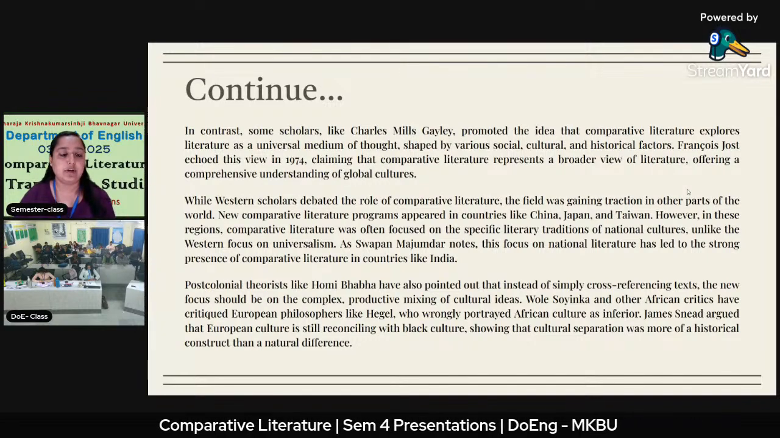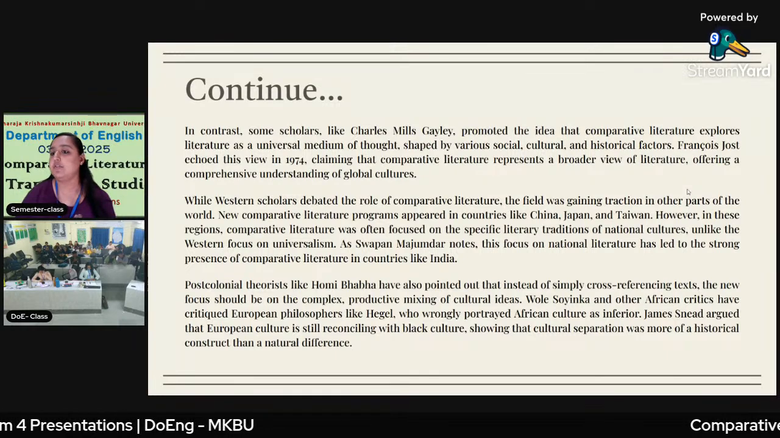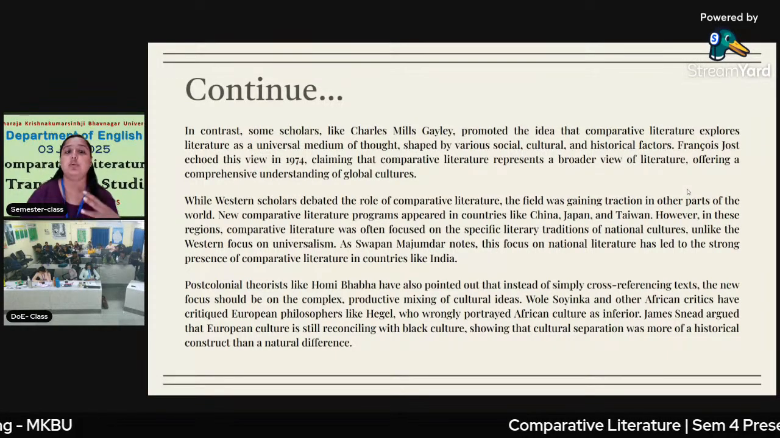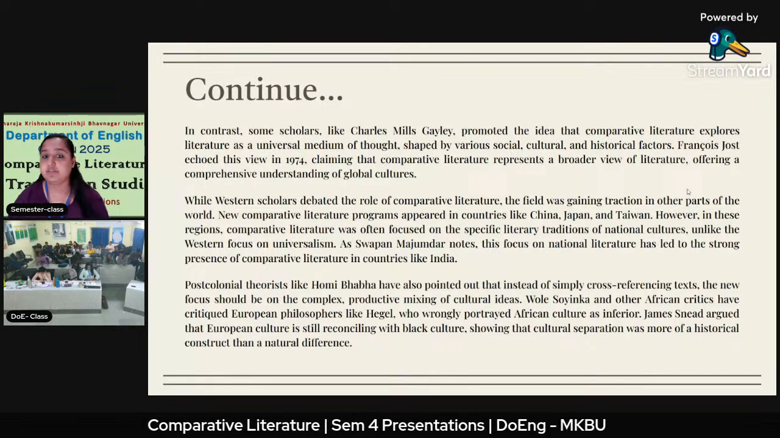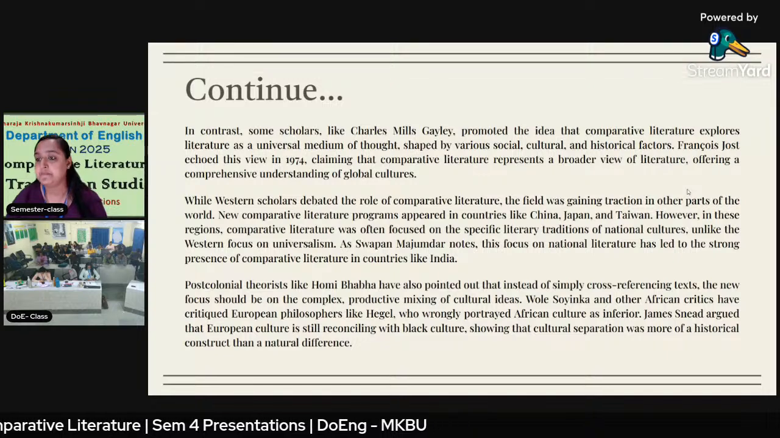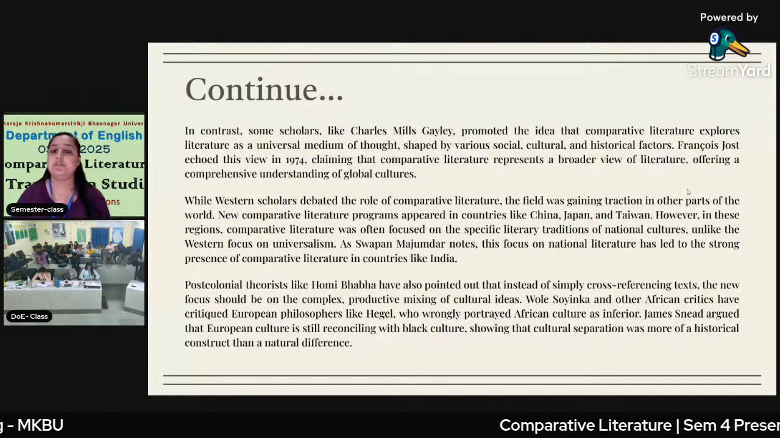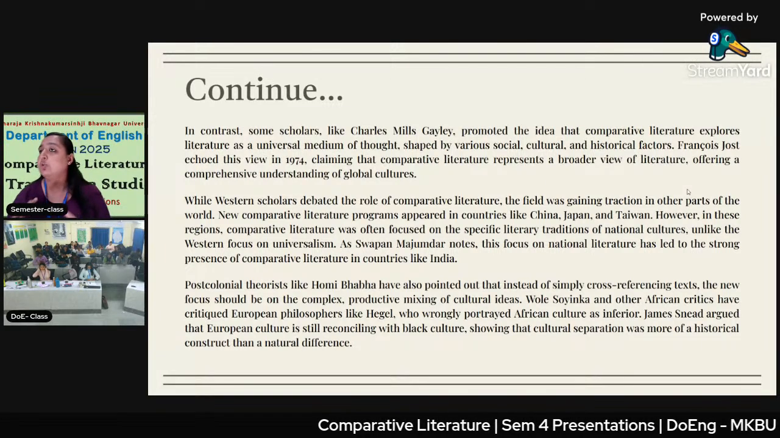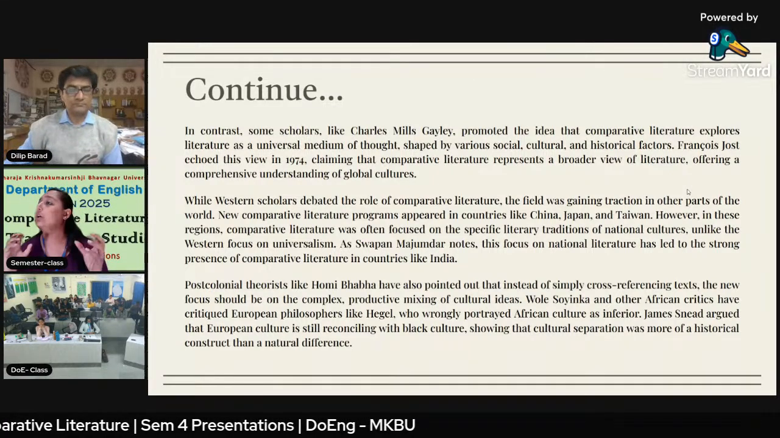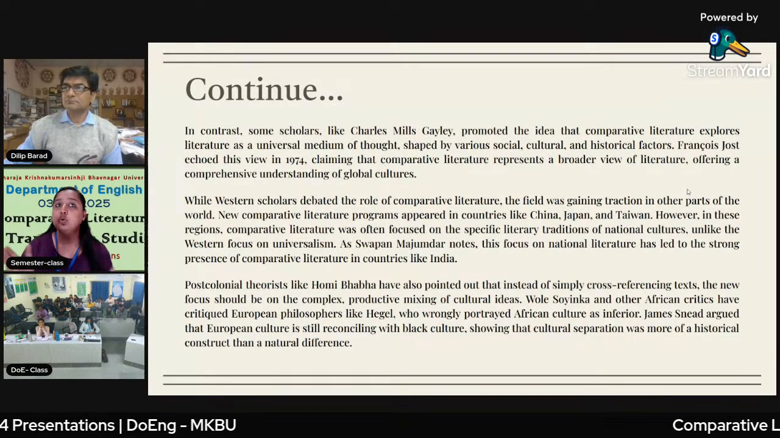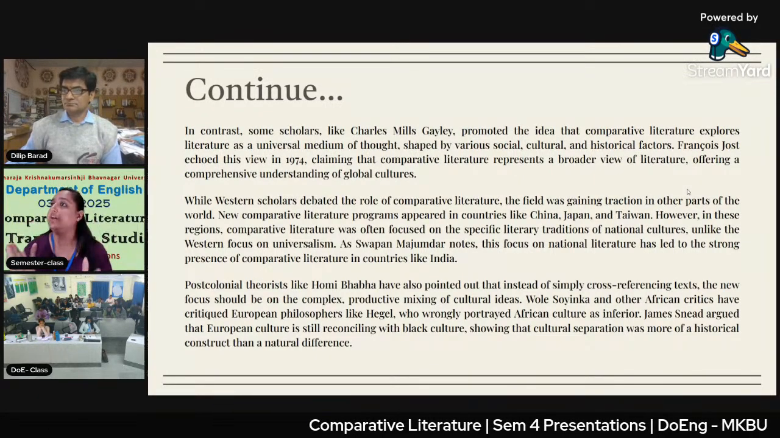In contrast, some scholars like Charles Mills promoted the idea that comparative literature explores literature as a universal conversation, shaped by various social, cultural, and historical factors. This view was echoed in 1974: comparative literature represents a broader view of literature, offering a comprehensive understanding of global cultural thought, all merged into a kind of literary work.